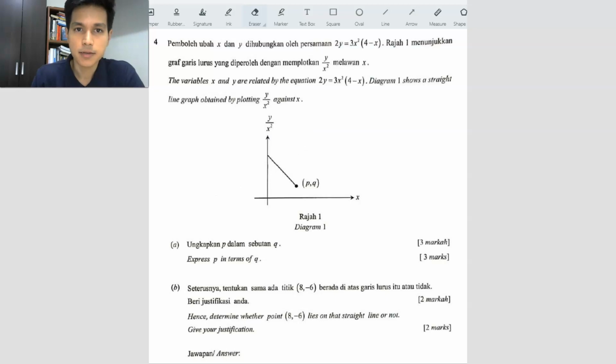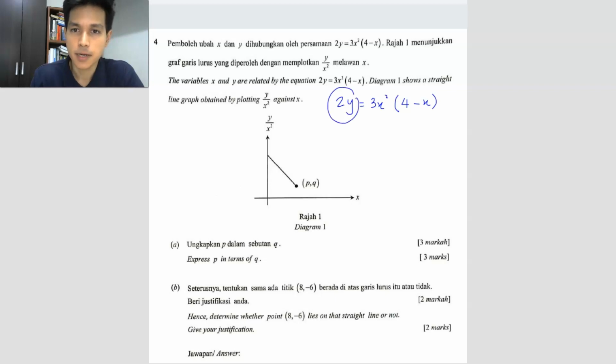So by understanding that, now let's see. You got this equation, 2y equals 3x squared times (4 minus x). You want to turn the front part into y over x squared, right? So how do you do that? You have to divide the whole thing by x squared. But not only that, you got the 2 here, and you want to remove the 2, so you also divide by 2. So you divide by 2x squared.